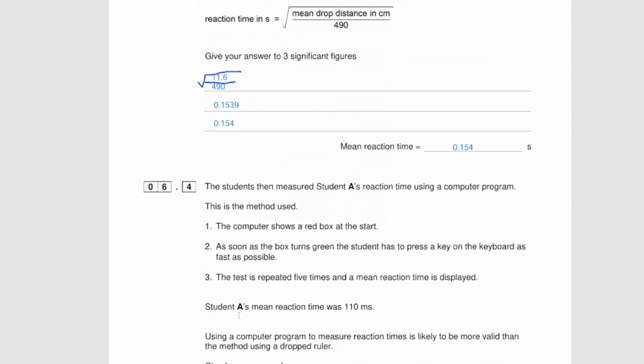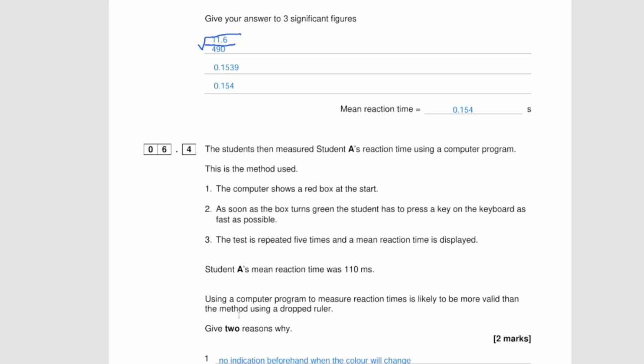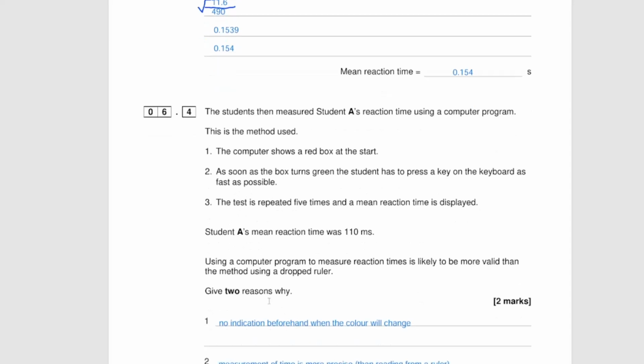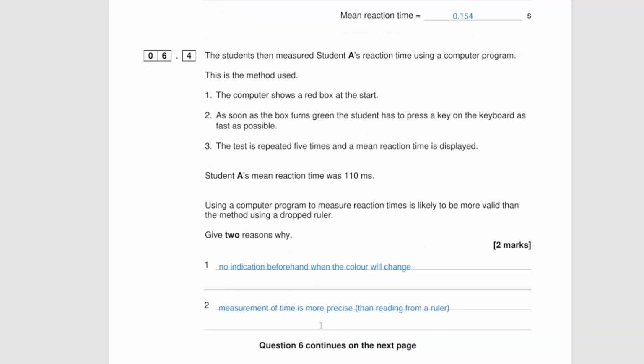The students then measure student A's reaction time using a computer program, and then they're shown a method. Using a computer program to measure reaction time is likely to be more valid, and we give 2 reasons why. One is there's no indication beforehand when the colour will change. For example, just before the ruler is let go of, you could see that they're about to release it if you look carefully at their thumb. However, you won't be able to see on a computer when the colour is going to change, and the measurement of time is more precise than reading from a ruler.